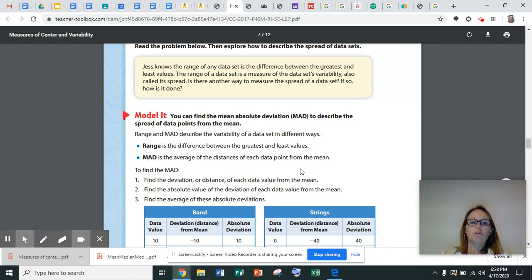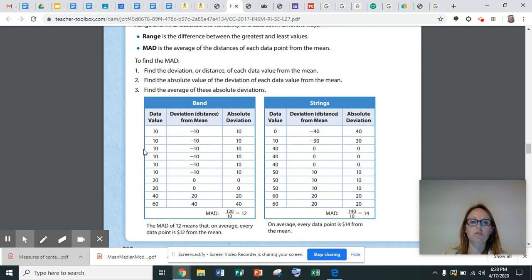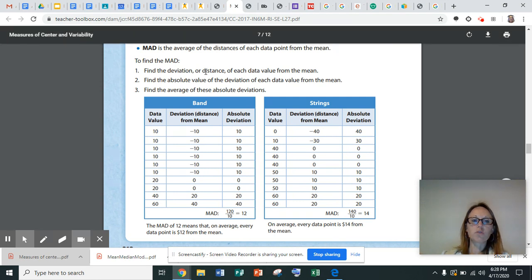Okay, so they're doing the data from the band. Okay, so I'm going to talk about this. Okay, the data value, we had 10, 10, 10, 10, 10, 10, because we had 6 people that collected $10. Then we had 2 that did 20, 1 that did 40, and 1 that did 60. Okay, so it gives you instructions here.